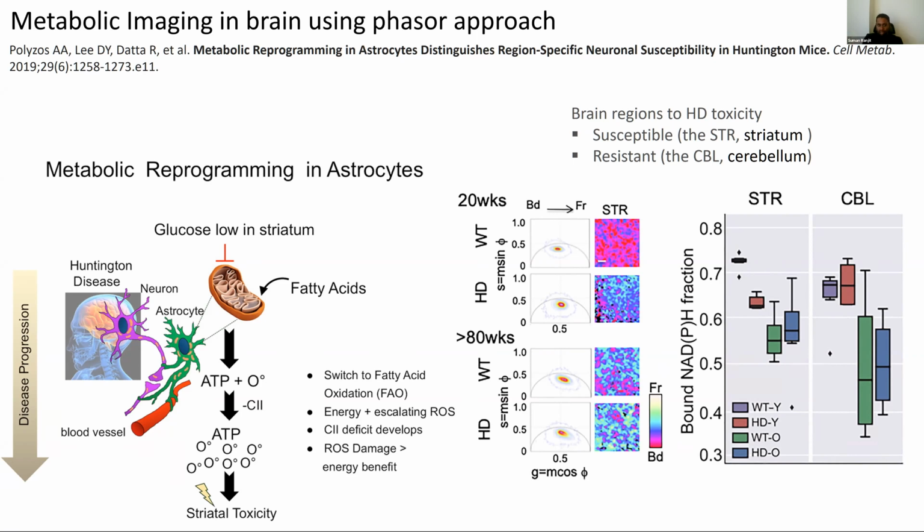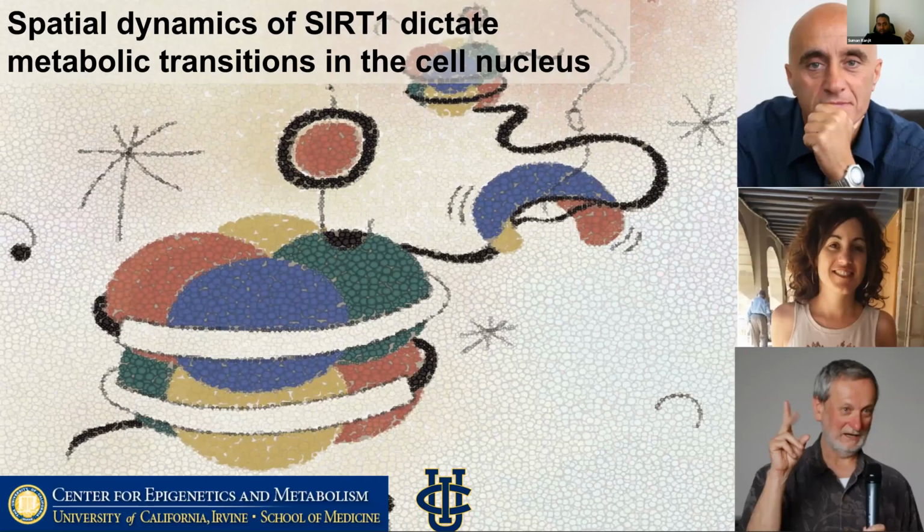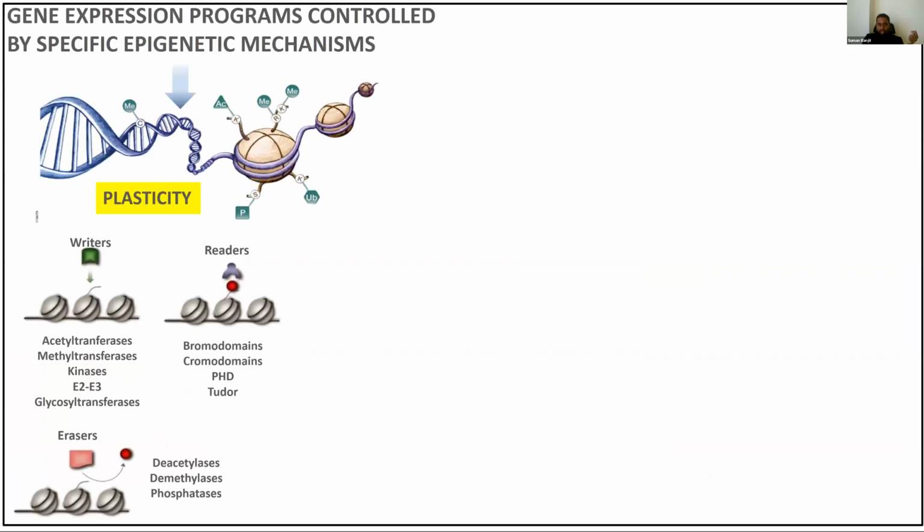So this is a collaboration that Indico had with University of Berkeley. One of the projects that I used is looking at spatial dynamics of SIRT1, which dictates the metabolic transition in the cell nucleus. And the idea here is the gene plasticity. So when you're talking about plasticity, you have writers, readers, and erasers. These are the systems that actually modify how the expressions would happen.